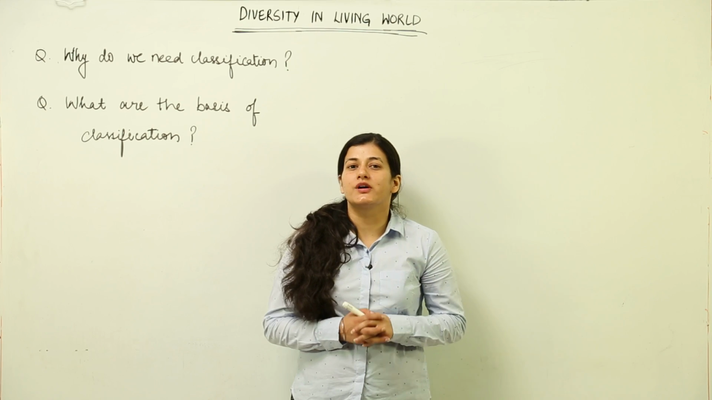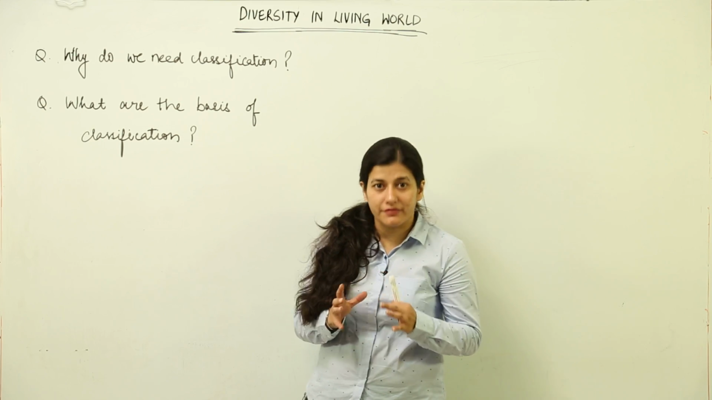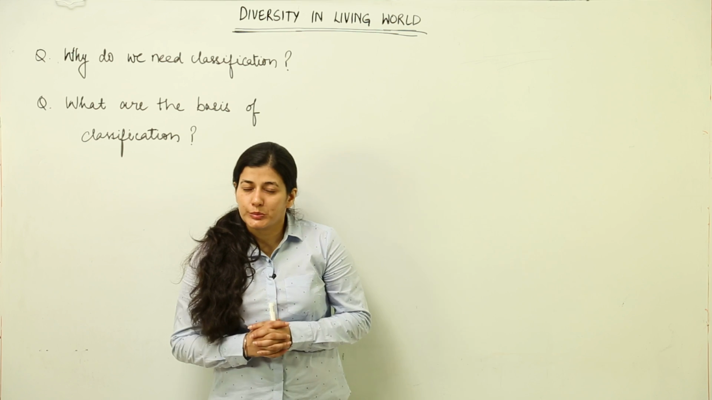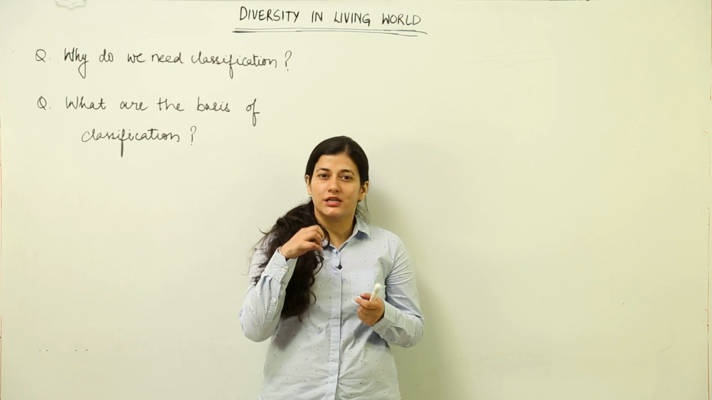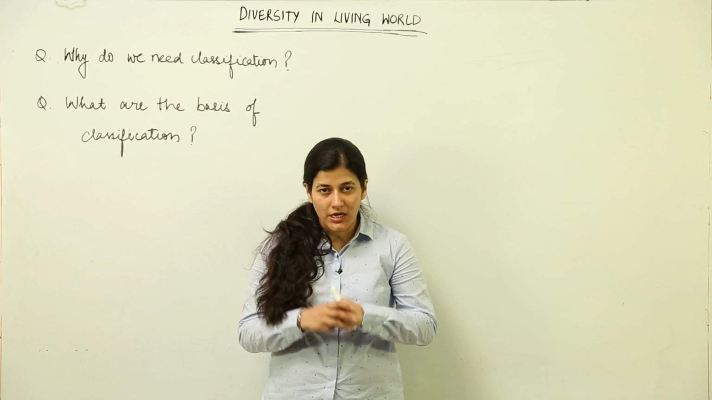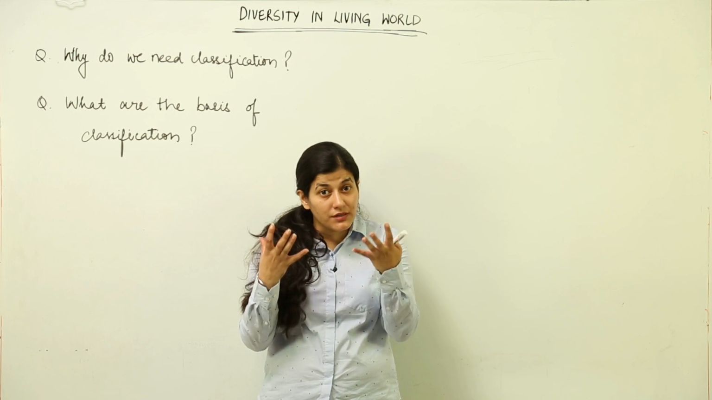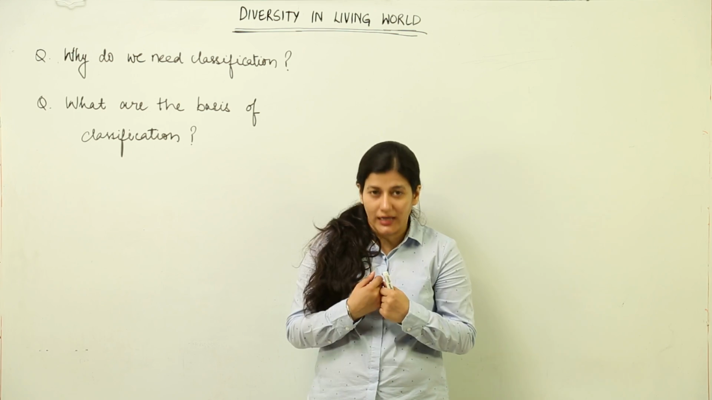Now we have to talk about the diversity in the living world. Because we are dealing with the living world, we have talked about the basic intricacies that form the living world. Now let's take a look into the gross living world, how it appears to the eye.